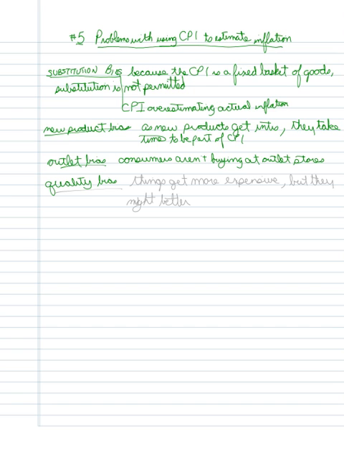And then a final thing going on here is the quality bias. Things may get more expensive, but they might be better. The best example I have of this is my father tells the story of when he bought his first new car. It was a 1974 Chevy Nova, and he paid $3,500 for the car, and that today, obviously, a car is most of the time well over $20,000.